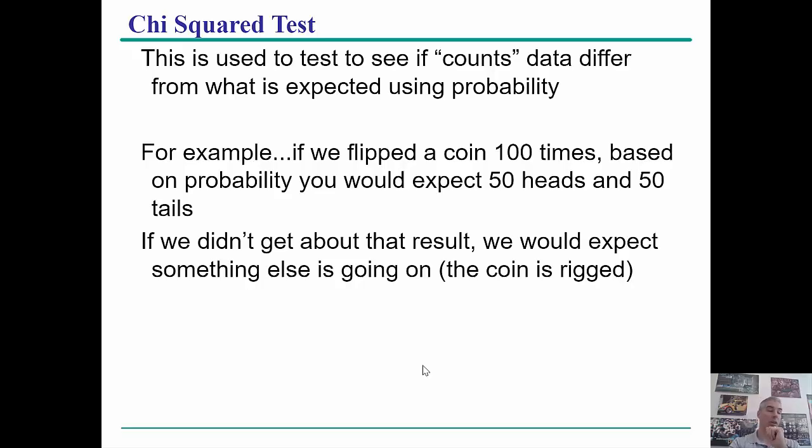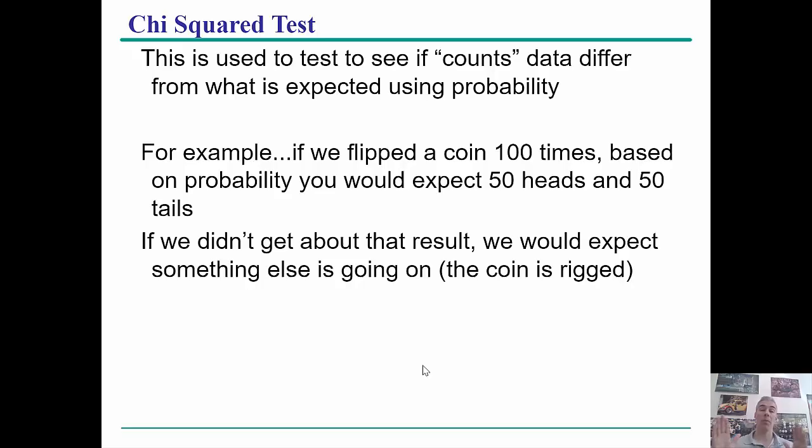So a great way to think about this is with a coin. If we flip it 100 times, we would expect it to be 50 heads and 50 tails. And if we didn't get that result, if we got like 70 and 30, we'd think something was up with the coin. There's a bias towards the head. It's not a perfect 50-50 split. So what we would test in this case is, is this coin rigged? And we'd compare what we'd expect to get based on probability versus what we actually get.